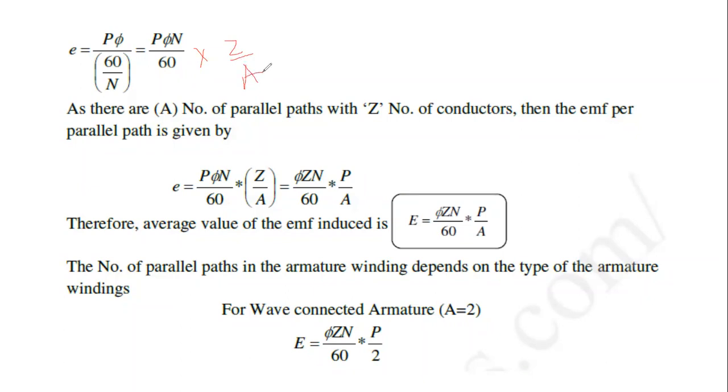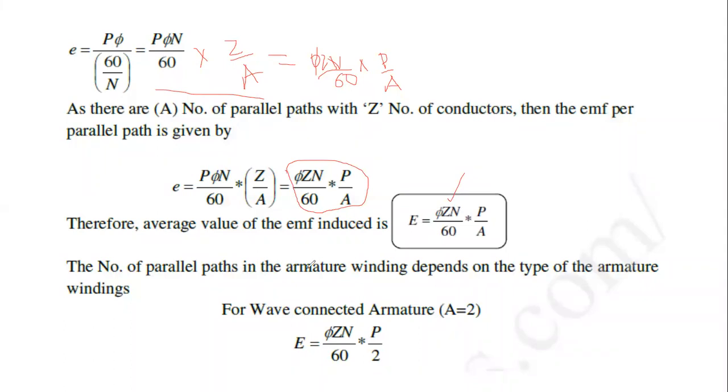Therefore, it can be written as pi Z n by 60 into P by A. This equation can be written as pi Z n by 60 into P by A. Therefore E is equal to pi Z n by 60 into P by A. The average value of EMF induced is E equal to pi Z n by 60 into P by A.